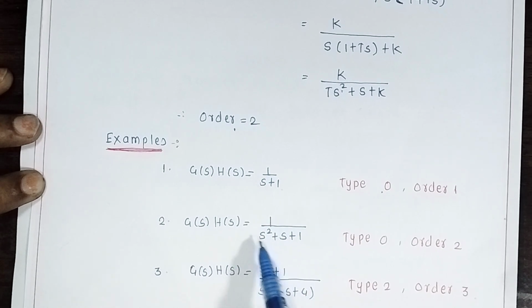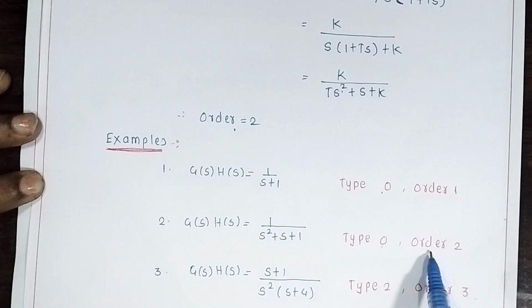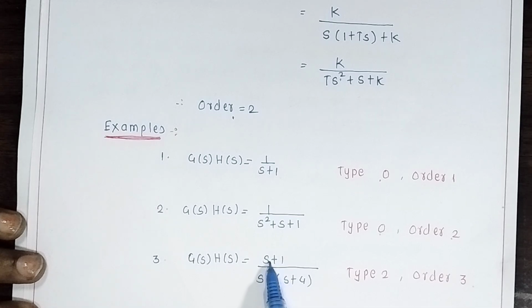Here no s is present at the origin, therefore it is a type 0 system, and the highest power of s is 2, therefore the order of the given system is 2. Similarly, the third equation is (s + 1) / (s^2 (s + 4)). Here two poles are present at the origin, and the highest power of s is 3, therefore the type is 2 and the order of the system is 3.